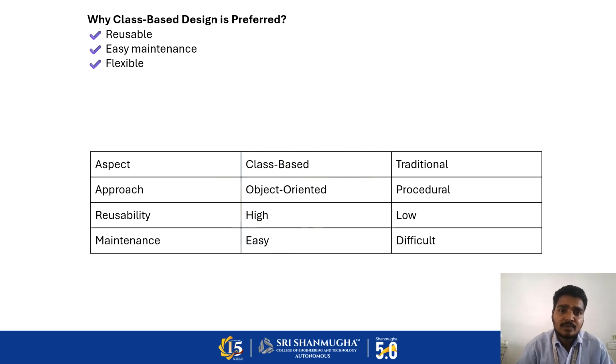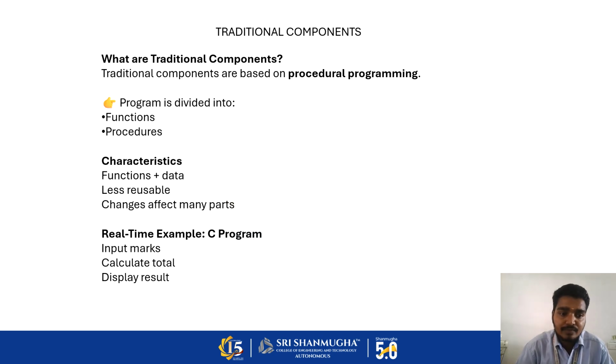So each class design is preferred in this model. It is reusable, easy to maintain, and flexible. So what are the aspects of class-based design models? The approach is the difference between object-oriented and procedural. Next is reusability, high and low. Next is maintenance, easy and difficult. So they are the basic aspects of the components.